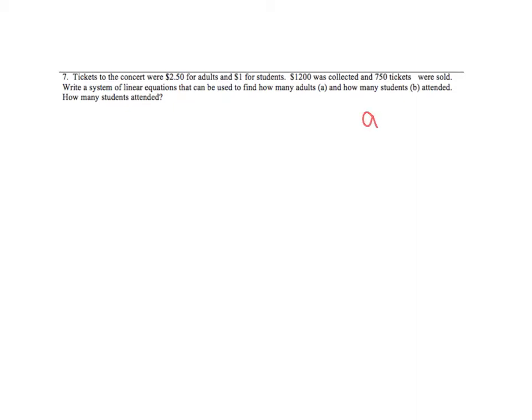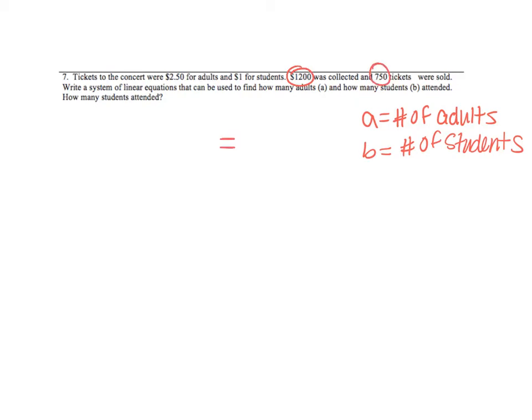So we'll have A equals the number of adults and B equals the number of students. Again, as I'm reading through this, I had two totals in here. I had 1,200 and 750. So I'll set my two equations equal to those.